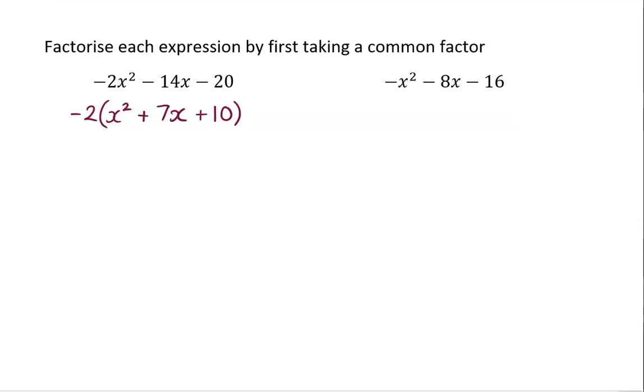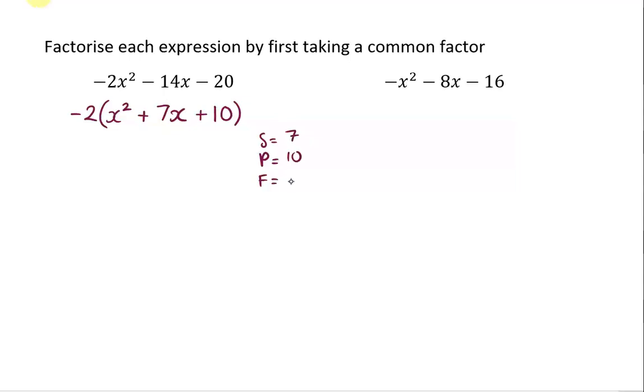Once we've taken our common factor, we look at the part of the expression inside the brackets, and that is now monic. There's no number in front of the x squared, which means we can factorise it. So we look for our S for sum, P for product, and then the two factors. The two numbers that we're looking for need to sum to 7. They need to have a product of 10, so we multiply them together, we get 10.